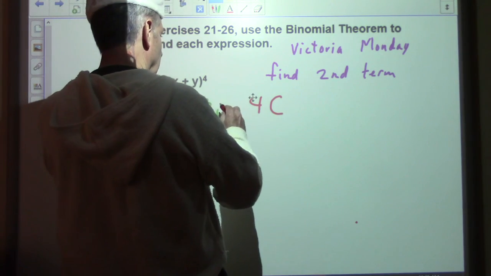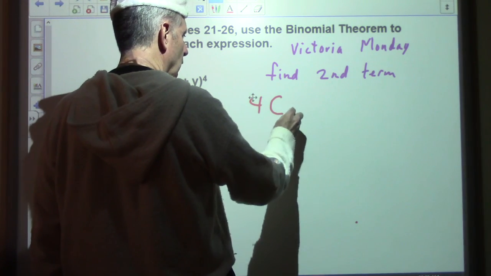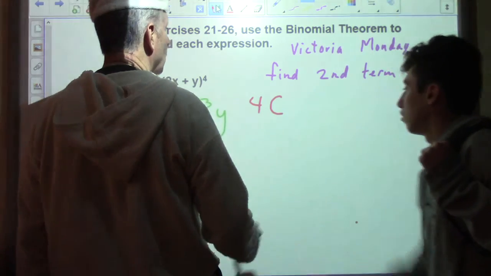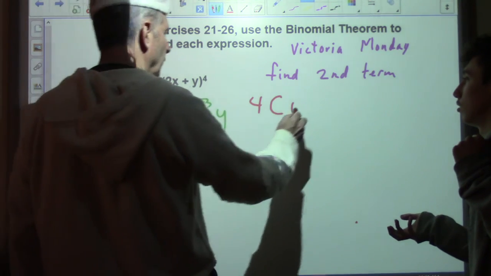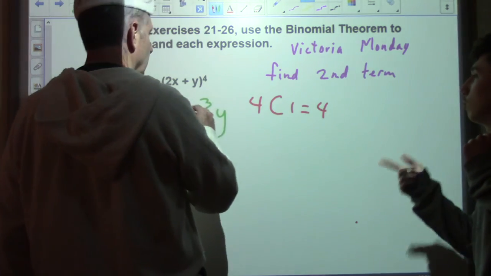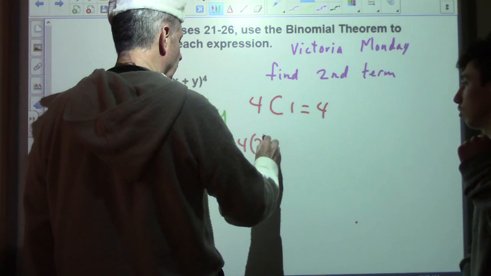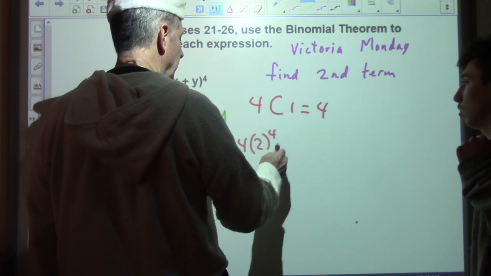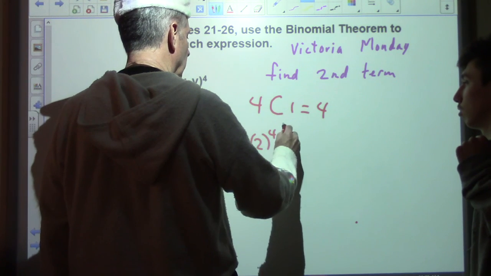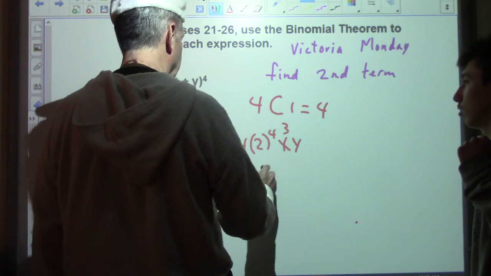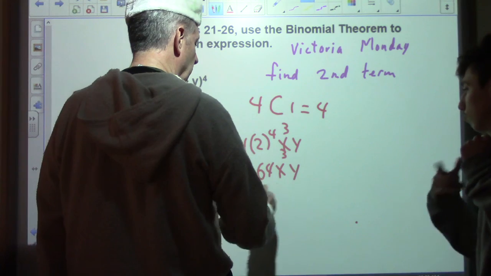4 choose 1, right? So 4 choose 1, I take the 4, and so that's going to be equal to 4, and then you multiply by 2 to the 4. So we have 4 times 2 to the 4th power, which is going to be 64, then we're going to have x cubed y. So that's going to be 64 x cubed y. Okay, that's it, thank you.